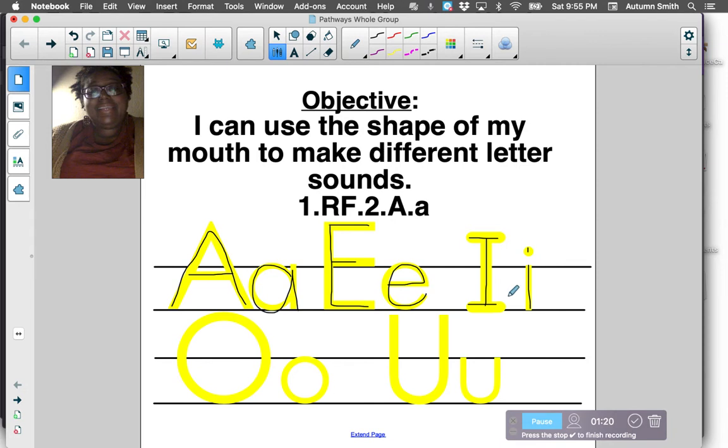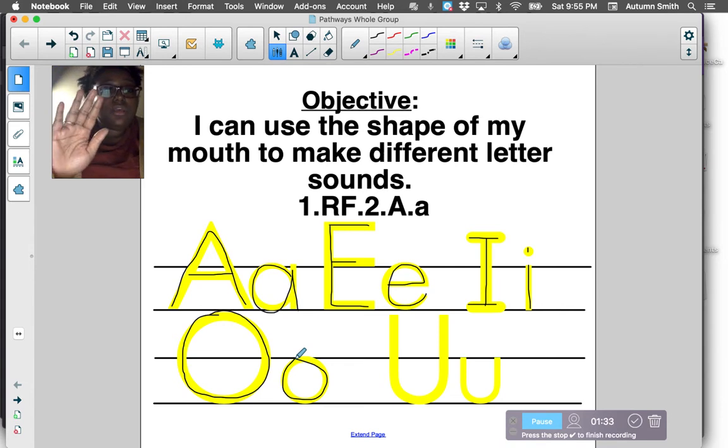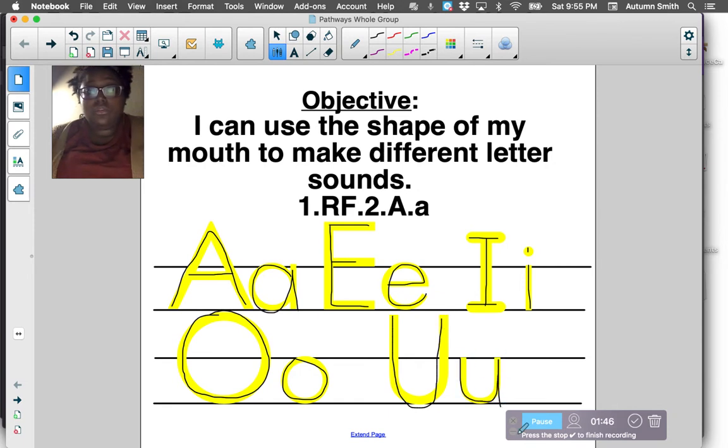A, E, I. I write capital O and write beside it lowercase o, half the size. The capital O is tall, tall, tall. The lowercase o is small, small, small. A, E, I, O, and I write capital U and write beside it lowercase u, half the size. The capital U is tall, tall, tall. The lowercase u is small, small, small.